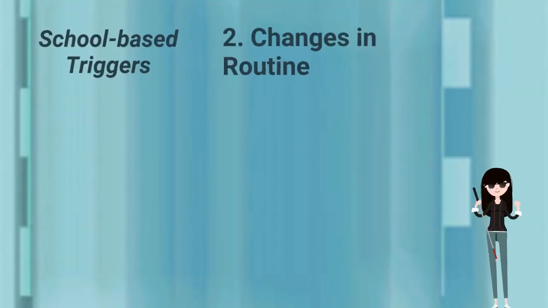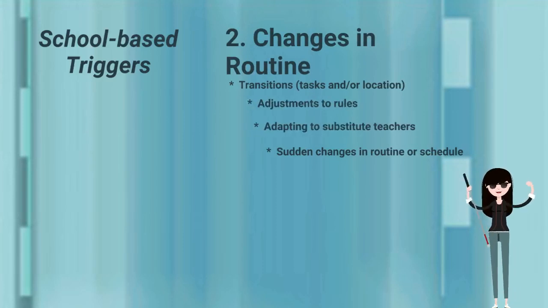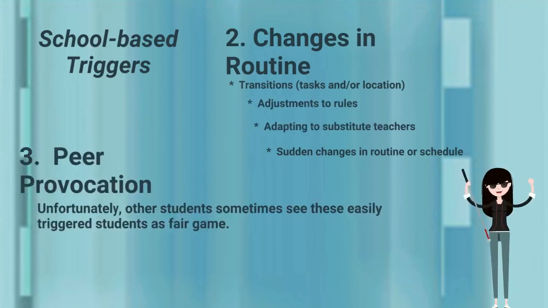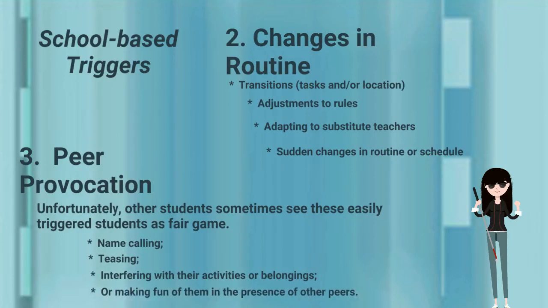Changes in routine. Transitions, adjustments to rules, adapting to substitute teachers, sudden changes in routine or schedule. Peer provocation. Unfortunately, other students sometimes see these easily triggered students as fair game. Name-calling, teasing, interfering with their activities or belongings, or making fun of them.